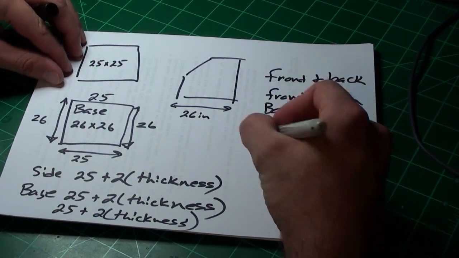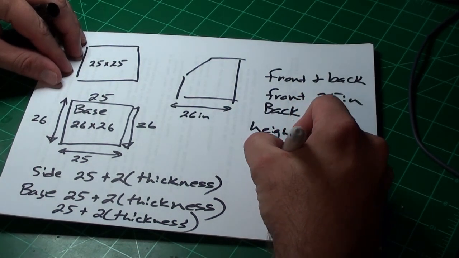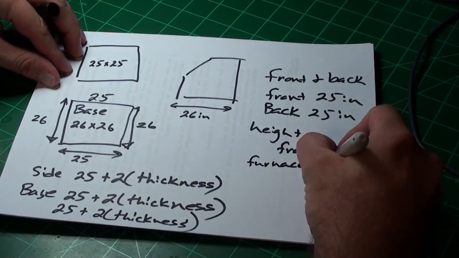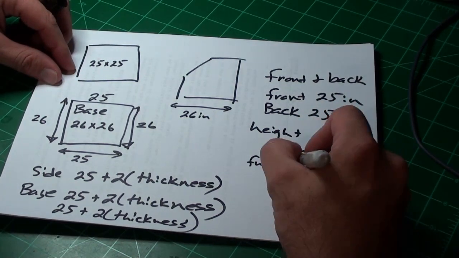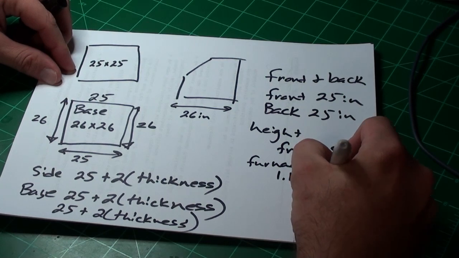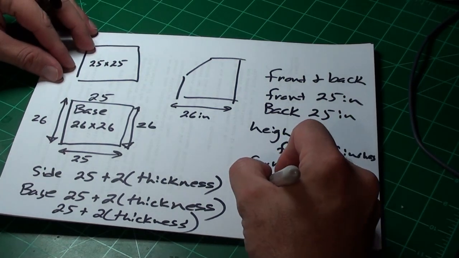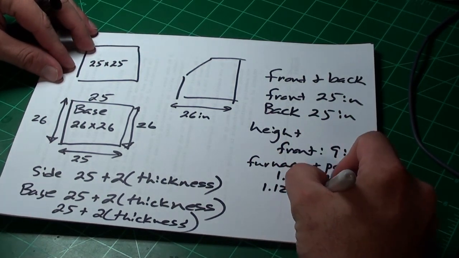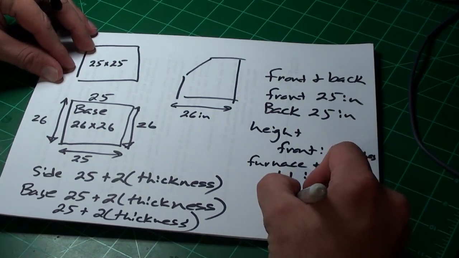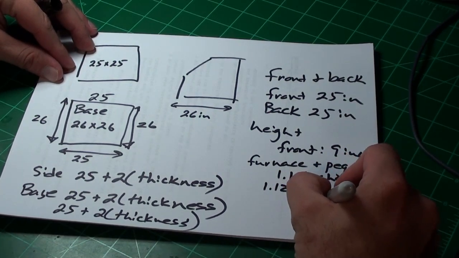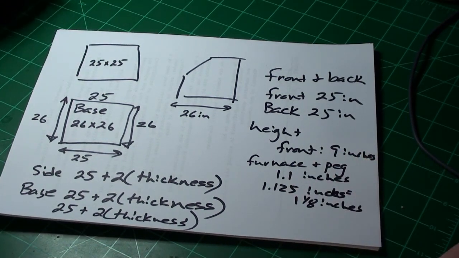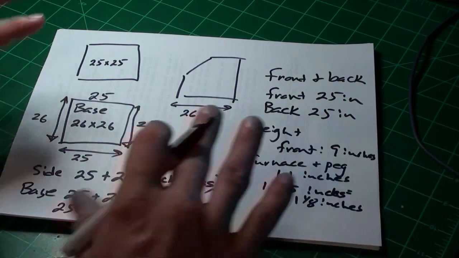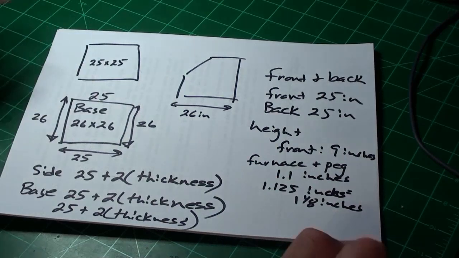It turned out the furnace filter and the pegboard came out to be 1.1 inches thick. Really nice, because 1.125 inches is 1 1/8 inches. So that came out really nice. That was important, so I'd know where to put the braces to hold the filters.